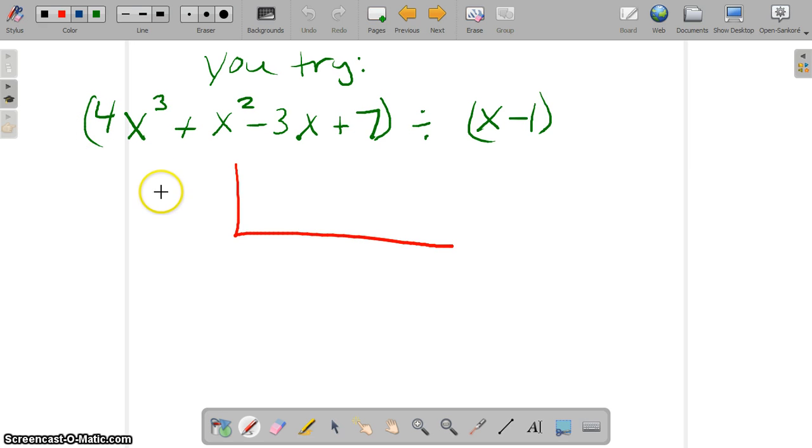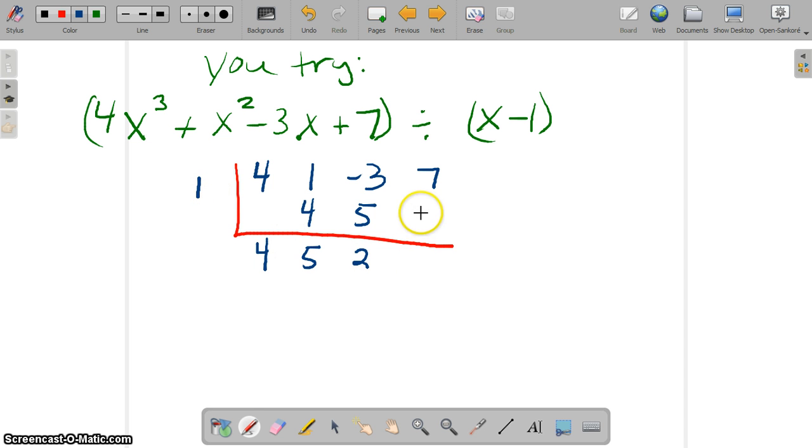So what I do is I take this one right here and I put my coefficients. There's a 1, -3, and a 7. And I go ahead and I start doing my synthetic division. So I bring down my 4. 1 times 4 is 4. Add together, 5. 1 times 5 is 5. And then I add and get a 2. 1 times 2 is 2. And I add and get a 9. Okay, this is my remainder.